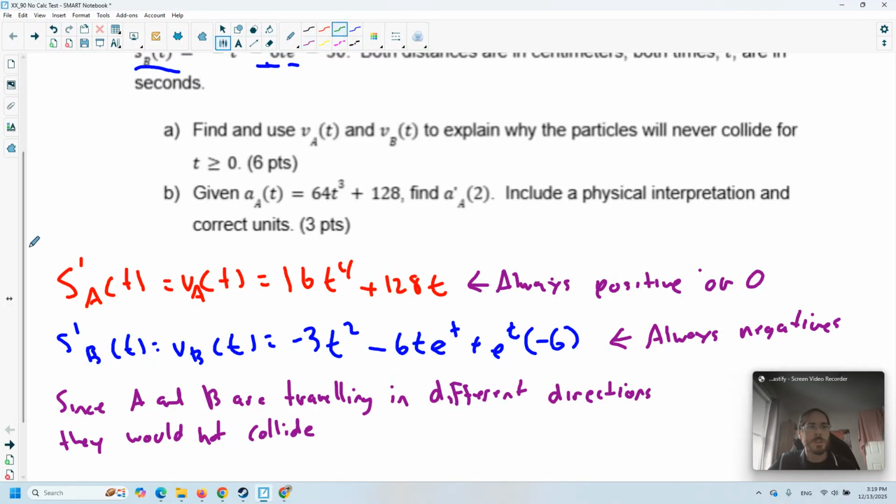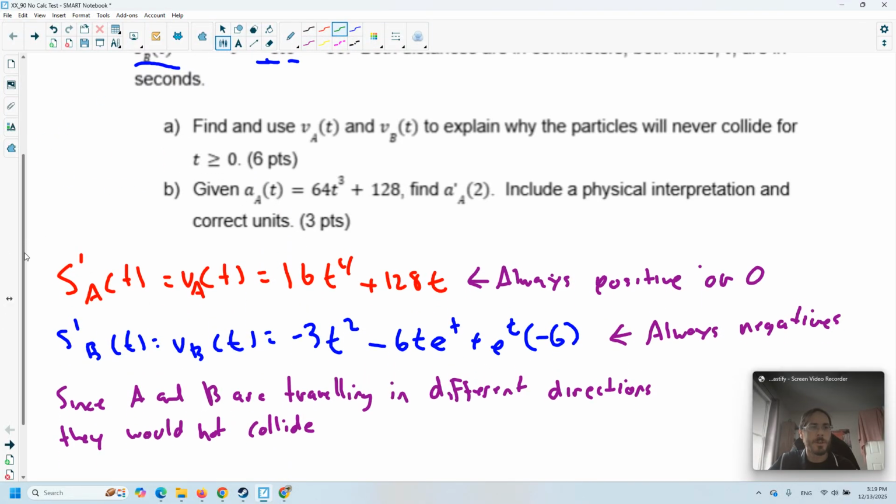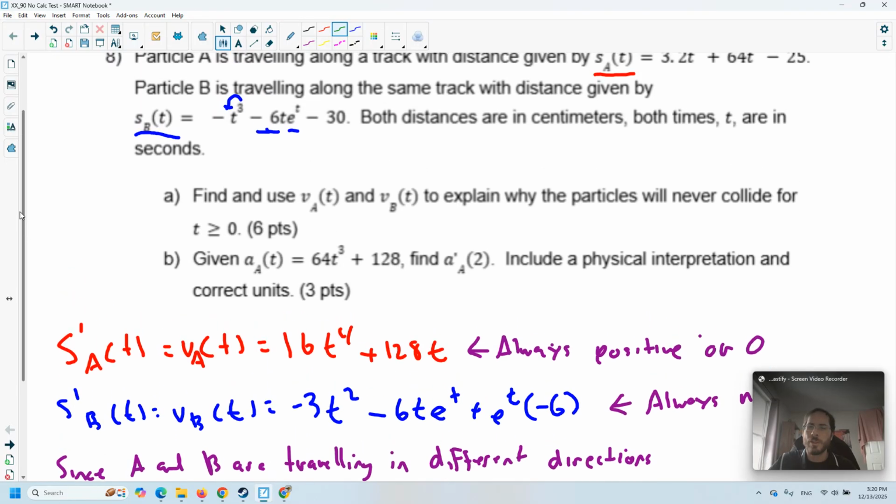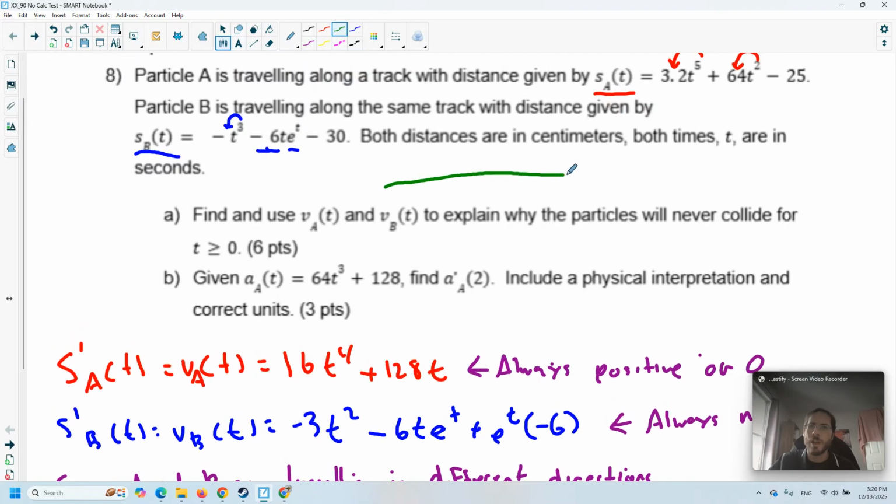I think only one person got this, so I did give people a little bit of extra credit on this one. But we need to also see where these things are starting, because if we have our track, if A is here and B is here, and A is going to become positive and B is going to become negative, those two things are definitely going to collide. So we need to say where their starting points are. Now, if it's the opposite, if B is over here and A is over here, then yeah, we're safe. These two things are never going to collide. So we do need to address the starting spots.